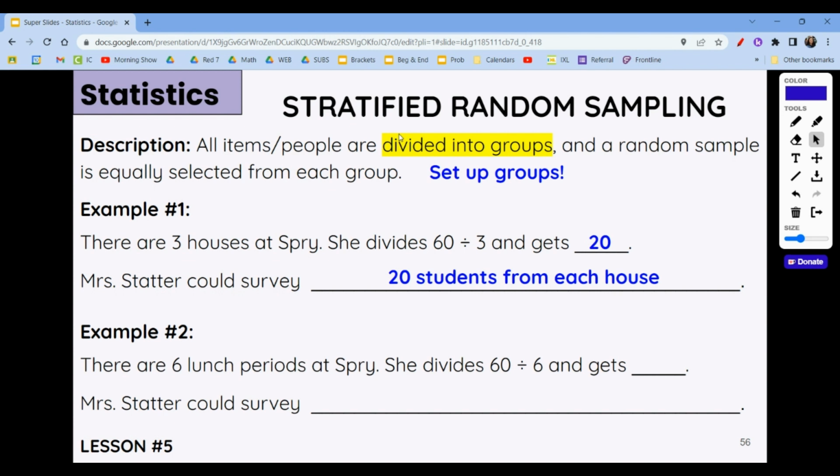Example 2. There are 6 lunch periods at Spry. There's 3A, 3B, 4A, 4B, and 5A, 5B. So she could ask everyone at Spry by doing 60 divided by 6 and getting 10. So she could survey 10 students from each lunch. Everyone has a lunch, so everyone would have an opportunity to be selected, but she's going to select 10 students from each lunch. That's an example of a stratified random sampling.